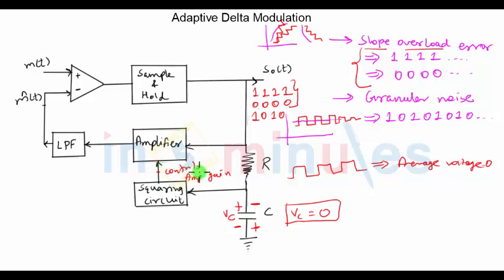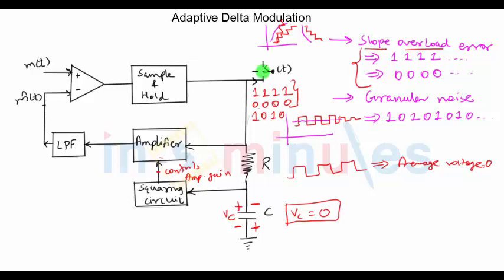With 0 control input to the amplifier, the gain of the amplifier will be reduced greatly, and that's how the MCAP-T step size will reduce and the granular noise will be avoided. So this whole thing takes place in a closed feedback loop in a properly controlled manner, and whenever there is slope overload or granular noise, it will be controlled or avoided with varying step size of MCAP-T.